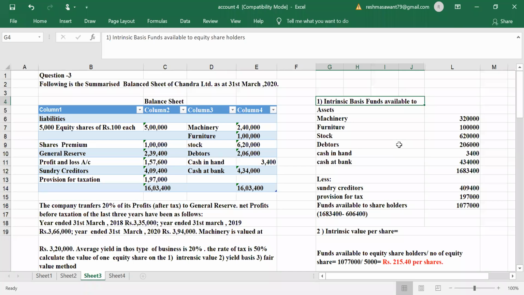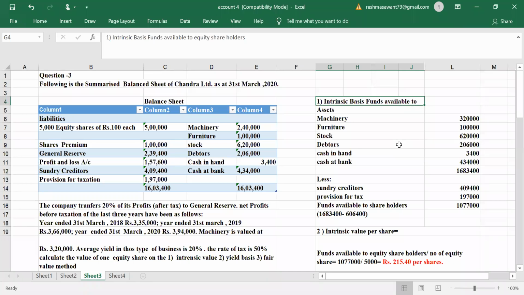Then less whatever the liabilities are: current liabilities, sundry creditors, provision for tax, and any other liabilities. Make sure equity share capital, share premium, general reserve, and profit and loss account are not considered for the calculation of funds available to equity shareholders.